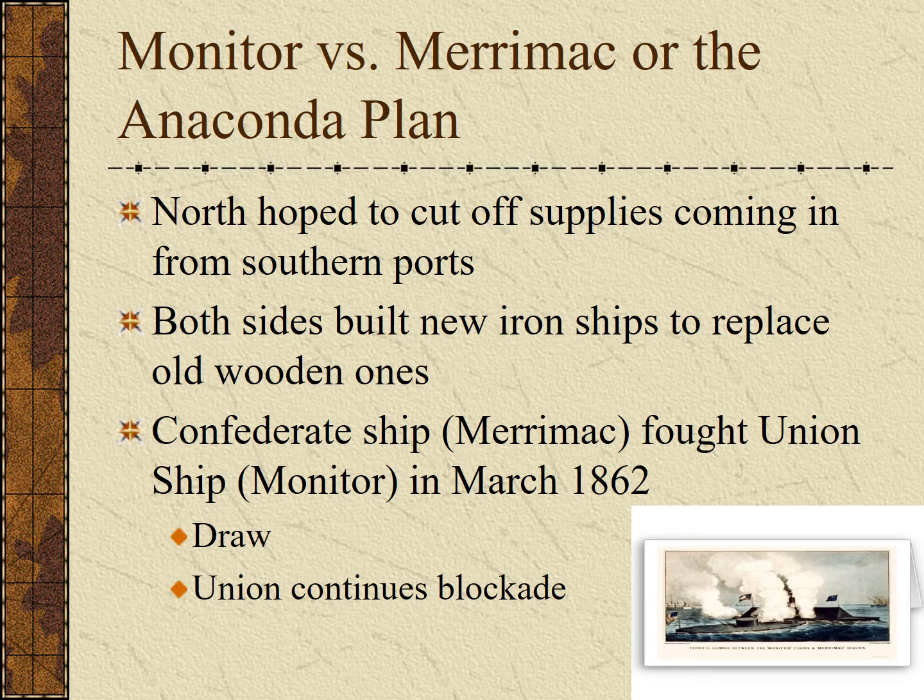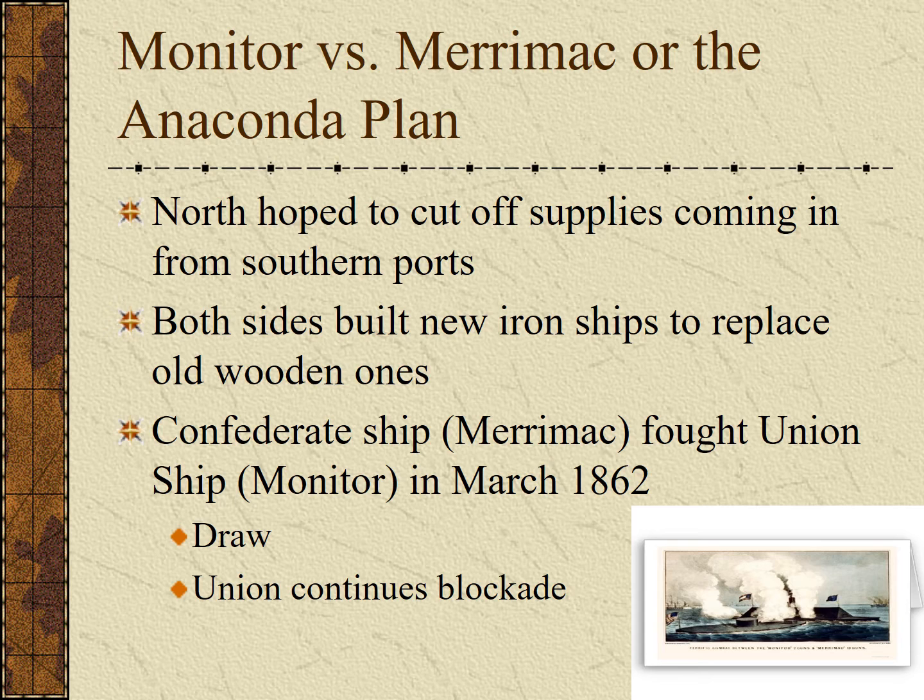So the Anaconda Plan, one of the Union's more successful long-term plans, is going to be to cut off supplies coming in from southern ports. Remember, the South does not have industry, and they don't have a lot of transportation, so they have to import a lot of products in order to keep going. And so the idea is, well, if we cut off those importations, their ability to get supplies in and out, that's going to be a huge blow to them, and we can basically starve them into giving up. It's called the Anaconda Plan because that's, of course, a snake, and that's how a snake kills its prey. And so that was their idea.